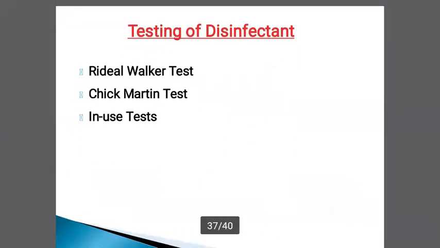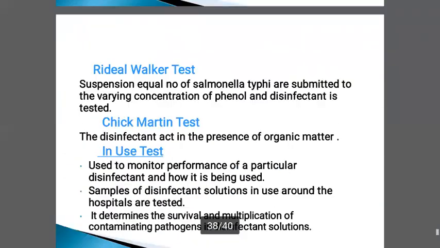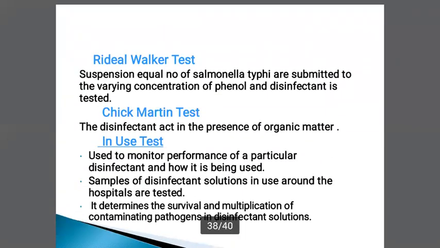The last is the testing of a disinfectant. There are various methods like the Rideal-Walker method, Chick-Martin test, and in-use test. First, the Rideal-Walker test. Suspensions of equal numbers of Salmonella typhi are subjected to varying concentrations of phenol and the disinfectant being tested. Chick-Martin test. The disinfectant acts in the presence of organic matter. In-use test. Used to monitor the performance of a particular disinfectant and how it is being used.